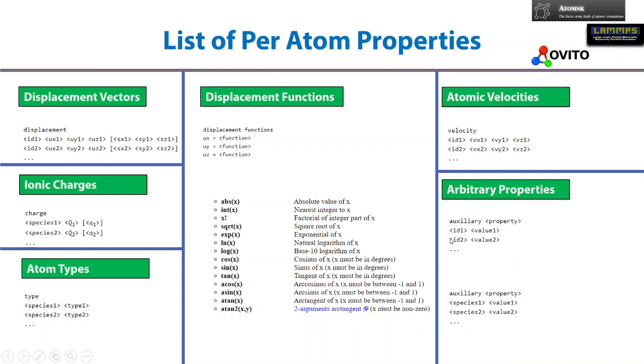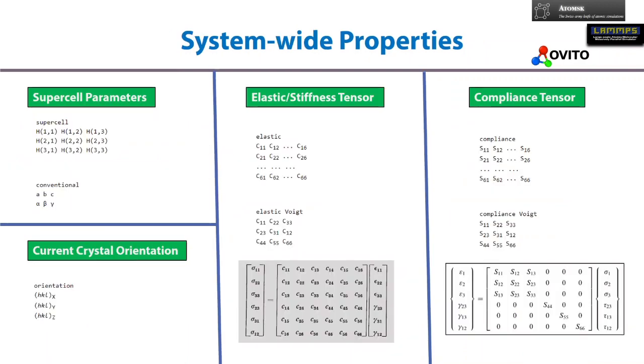Apart from these properties, if you want to define your own arbitrary property, you can create that also. Firstly, you have to use the keyword auxiliary, then you can use the name of your property. You can use any name for your property. Then you have to assign a particular numerical value to a particular atom type. These numerical values you can obtain from experimental setups or from simulations.